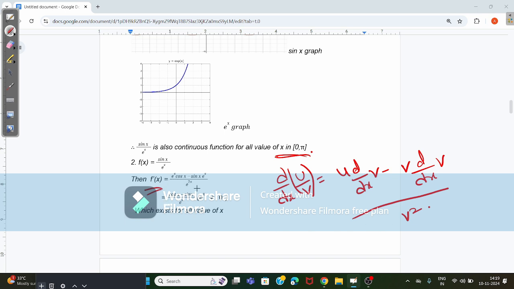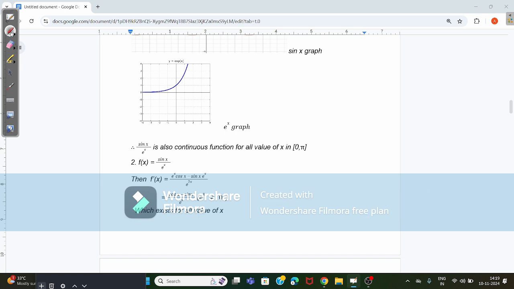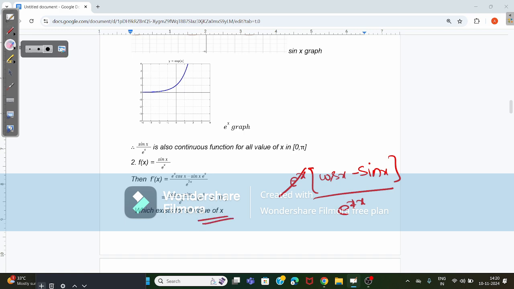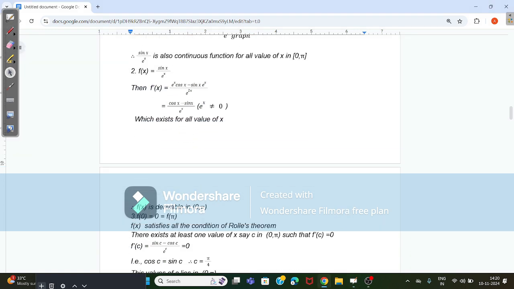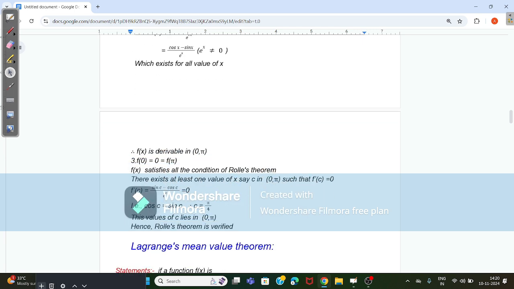Take e power x common, so we get cos x minus sin x by e power 2x. One e power x gets cancelled, so the remaining value is cos x minus sin x by e power x, where e power x is not equal to 0, which holds for all values of x. This value exists for all values of x. Now f of x is derivable in 0 to pi.